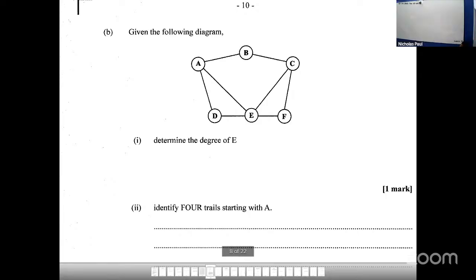I'm going to finish, right? So I'll do any trails, right? Any 4 trails. Remember what a trail is, right? A trail has no edge repeated, right? But you can have a vertex repeated if you want.